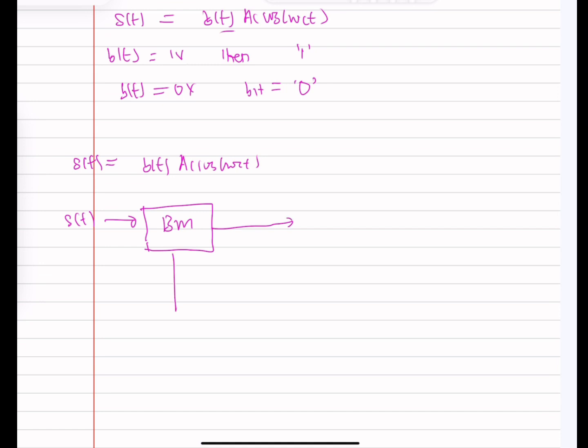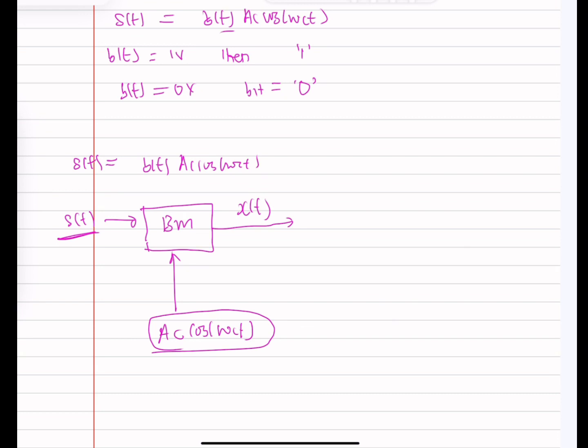and then I detect it with the same carrier wave, which is AC cos omega ct. The resulting output that I'm going to get is x of t, and this x of t is the output of my demodulator. I passed the modulated signal inside, with the carrier signal as well, and I got an output. But because of the nonlinear nature of the modulators, we are going to get some harmonics inside, and therefore we need a filter.